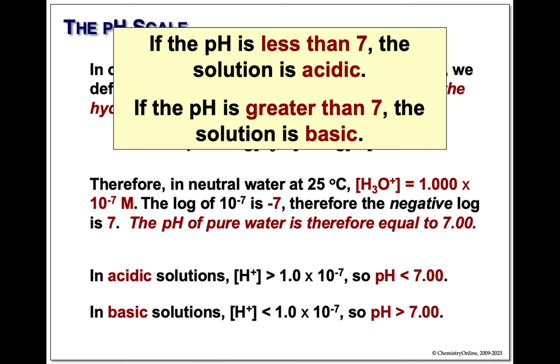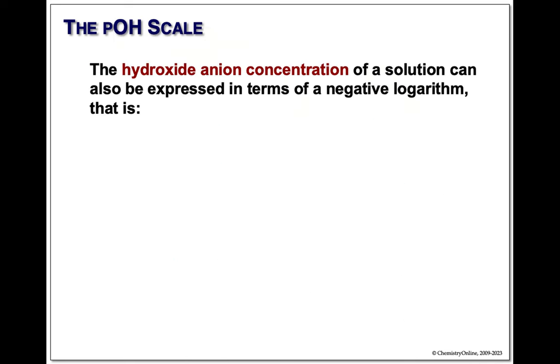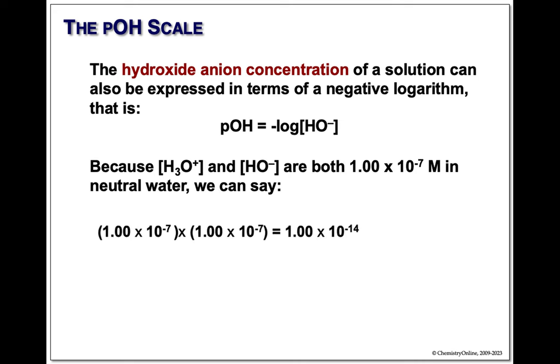Okay, let's take this just a little bit further. If we have pH, we could also have a pOH scale. Again, that's just being fair. We would define pOH as the negative log, that's what the P means, of hydroxide ion concentration. Hydronium and hydroxide are both 10 to the minus 7 molar. If we multiply these two things together, we get 10 to the minus 14.